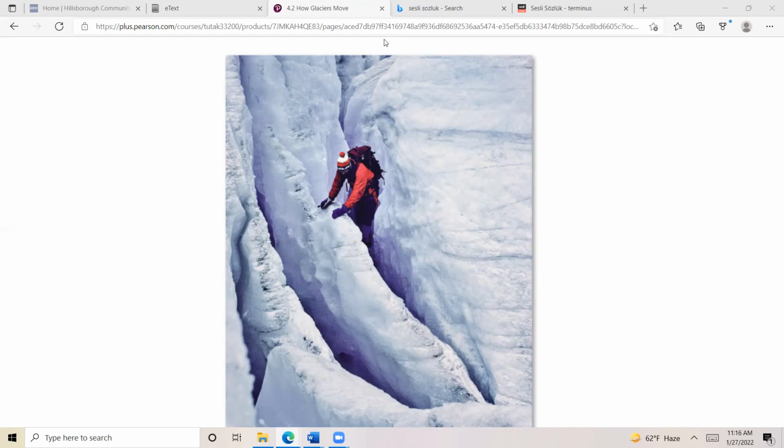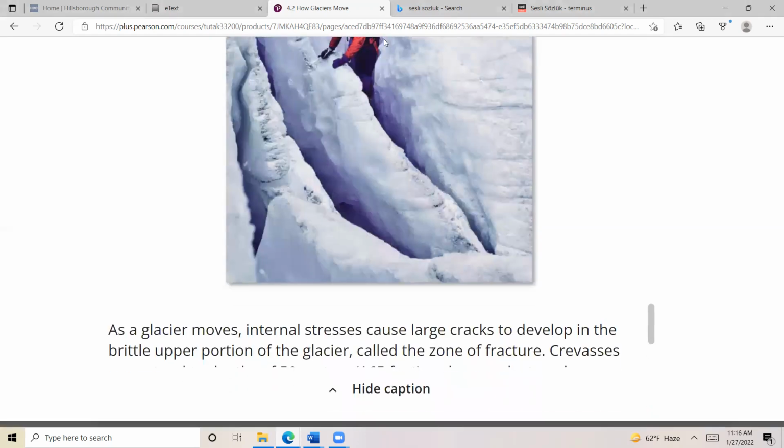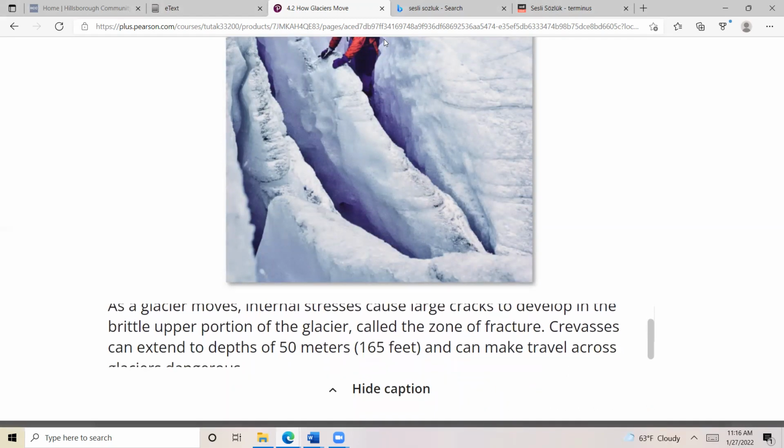And in this picture, you'll see the description of the 4 points. The fractures are called crevasses.